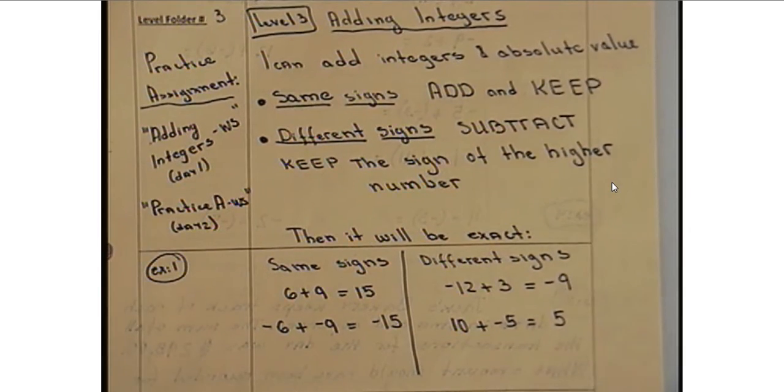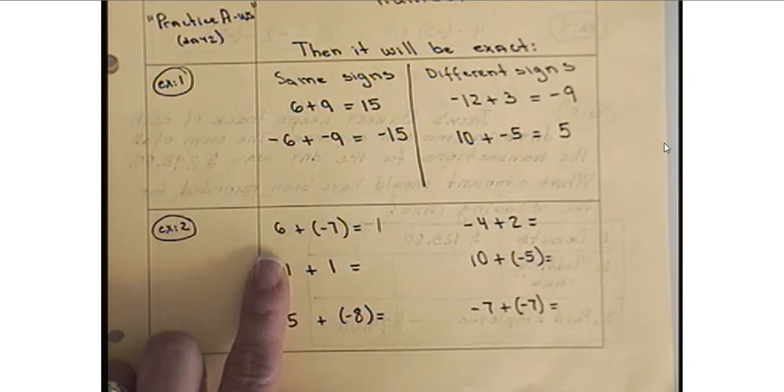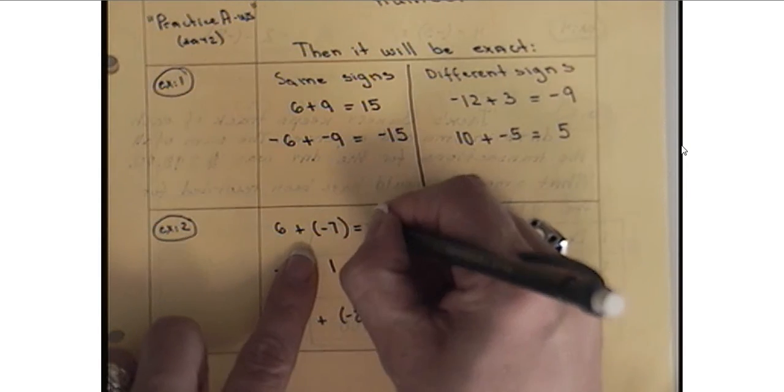So let's go ahead and work on examples. I have 6 plus negative 7. One positive, one negative, which means I have to find the difference between those two. So 7 minus 6 is 1. 7 is the larger number. It has a negative sign, which means my answer is also negative.